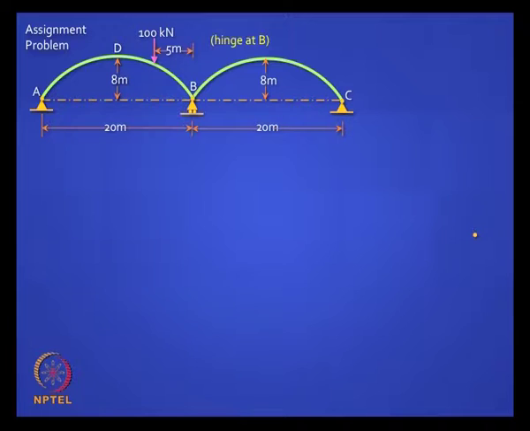In this problem you have a hinge, please note there is an internal hinge at B. How do you solve this problem? You need to analyze both the arches, both are parabolic arches, and draw the bending moment diagram etc. for the first arch ADB. You do not worry about the BC arch.